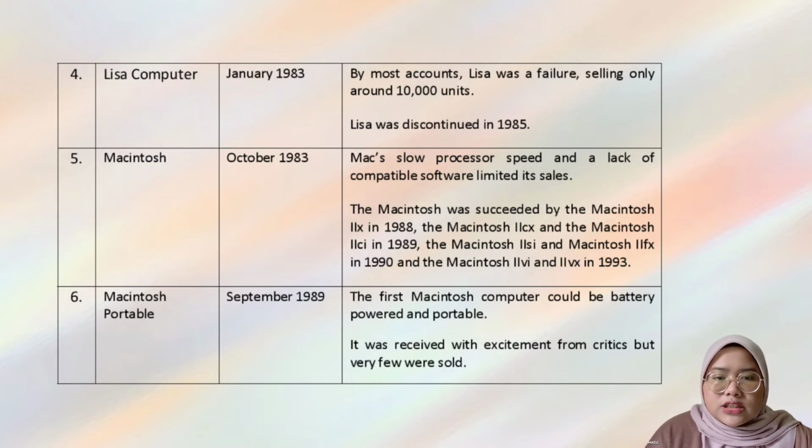Next is the Macintosh Portable. Introduction date is September 1989. The first Macintosh computer could be battery powered and portable. It was received with excitement from critics, but very few were sold.